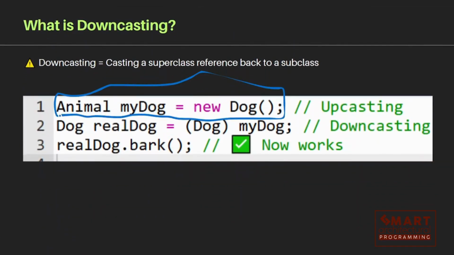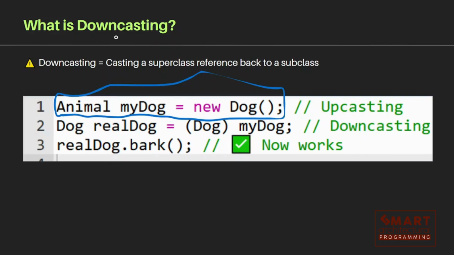Let's look at downcasting. Downcasting is casting a superclass reference back to a subclass. So upcasting is casting from a subclass to a superclass, and downcasting is when we're casting a superclass reference back to the subclass.